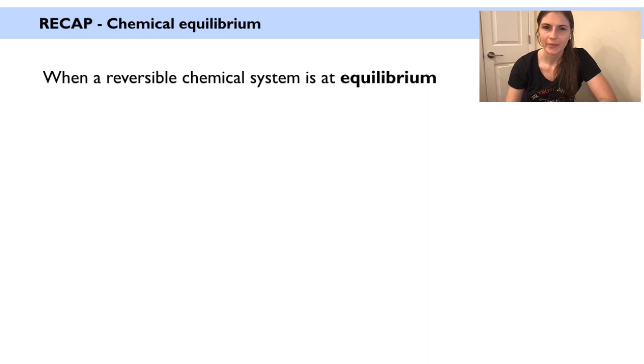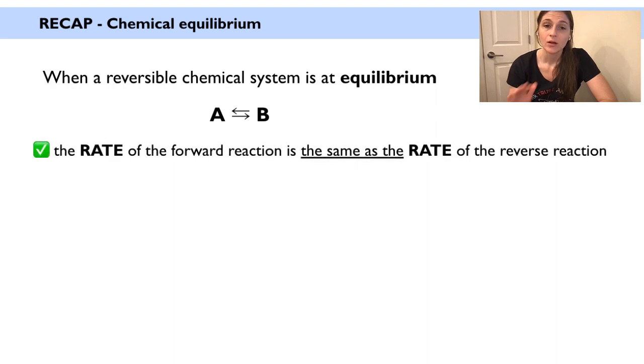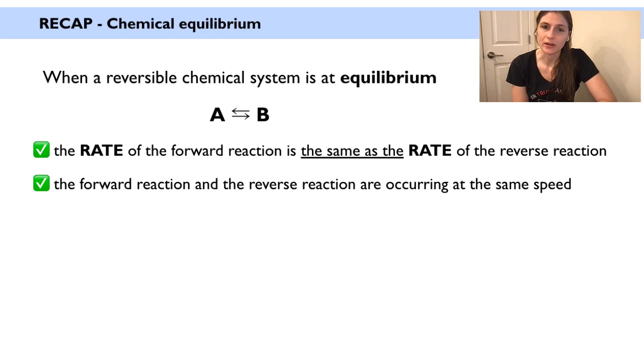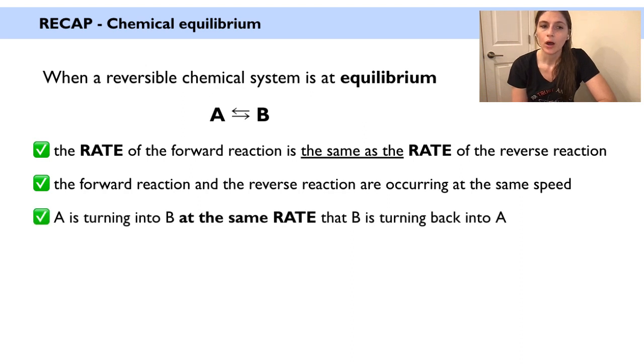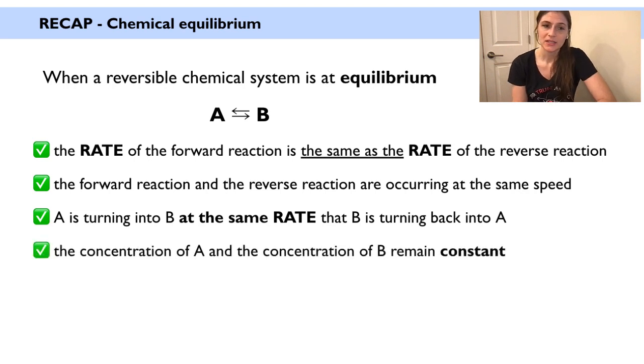So when a reversible chemical system is at equilibrium, when reactants are becoming products, A is becoming B, equilibrium occurs when the rate of the forward reaction is the same as the rate of the reverse reaction. Another way to say this is the forward and the reverse reactions are occurring at the same speed, or that A is turning back into B at the same rate that B is turning back into A. This means that the concentration of A and the concentration of B remain constant at equilibrium.